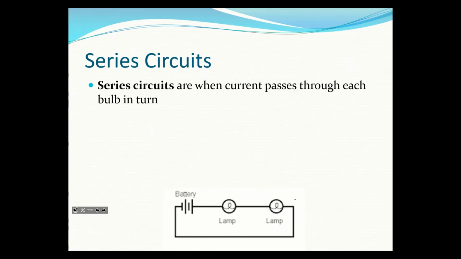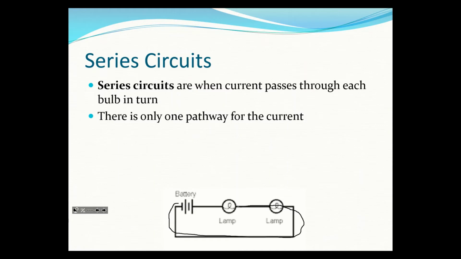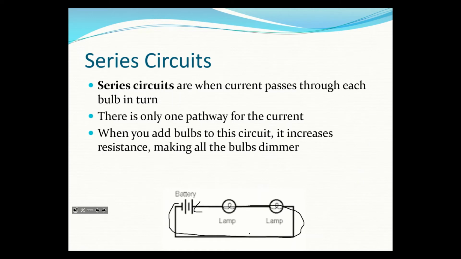So we'll start with the series circuit. Series circuits are when current passes through each bulb in turn. There's only one pathway for the current. So the current has to go through this wire, it has to go through this bulb, it has to go through this bulb, and then, yeah. If you add more bulbs, it increases the resistance, making the bulbs dimmer. So if I threw another bulb in here, all the bulbs would become dimmer.